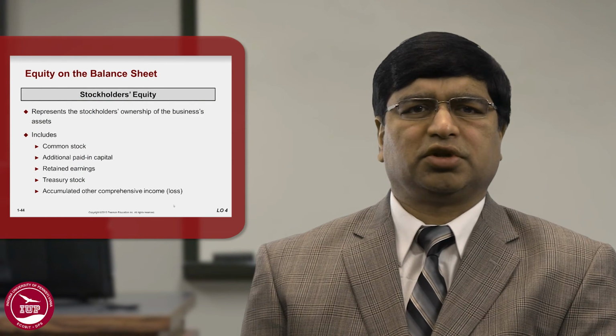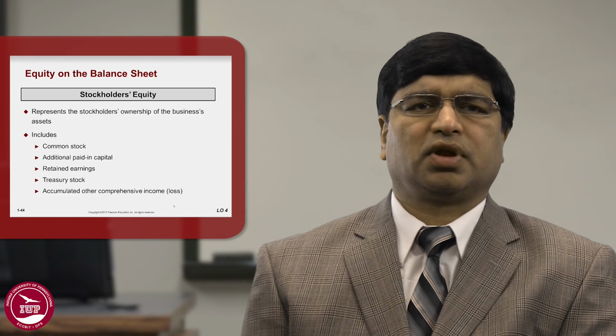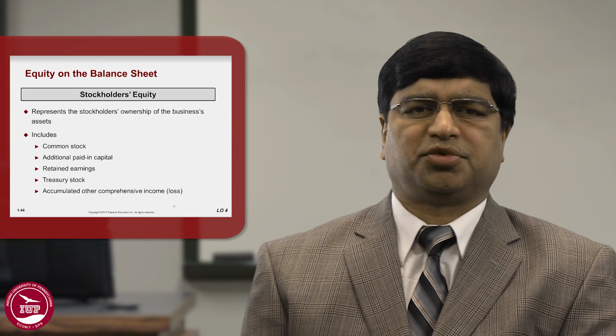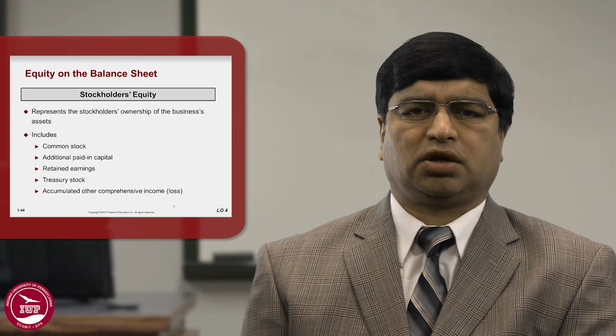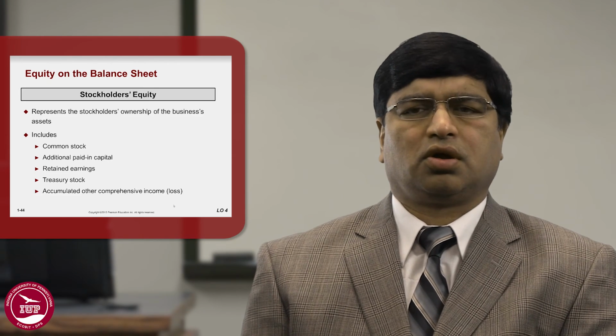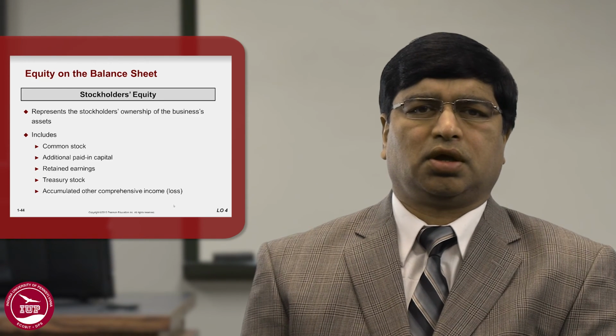The last item in this balance sheet is the stockholders' equity. In case of stockholders' equity, it will include the common stock, additional paid-in capital, retained earnings, treasury stock, and accumulated other comprehensive income. What is common stock? Common stock is a part ownership in the business.